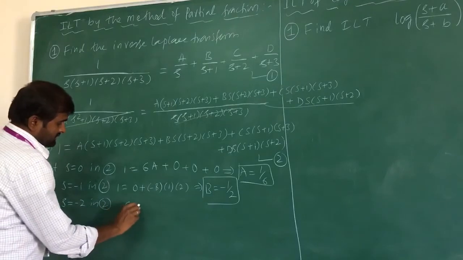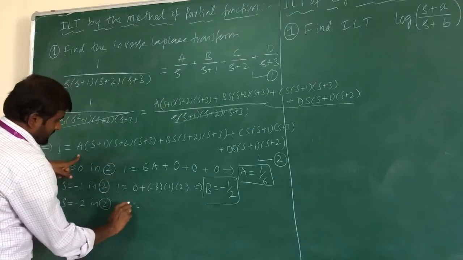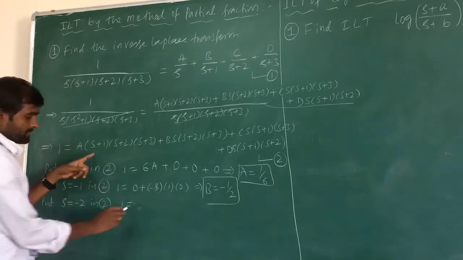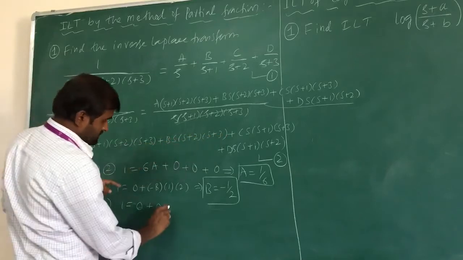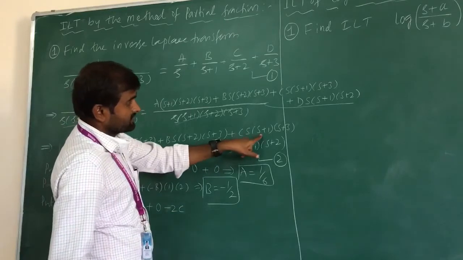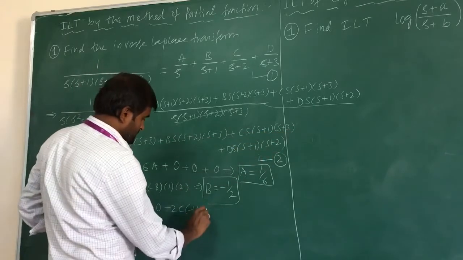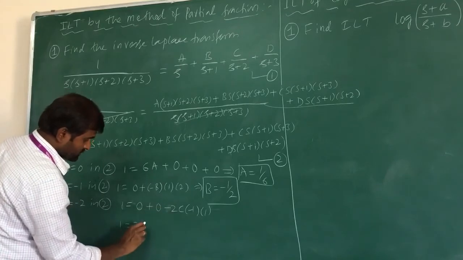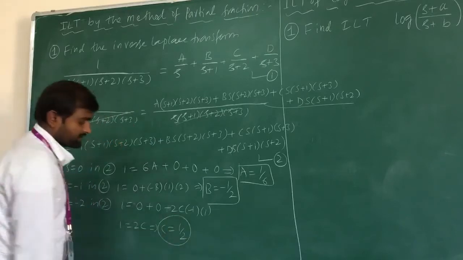Then the c value: 1 equals, here this also becomes minus 2 plus 2 is 0, and here also minus 2 plus 2 is 0, then plus minus 2 into c. Then here minus 2 plus 1 is minus 1, minus 2 plus 3 is plus 1, so 1 equals minus 2 times minus 1 times 1 plus 2c, so c is plus 1 by 2.